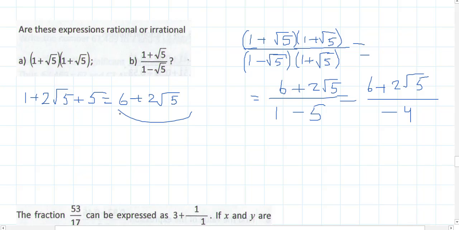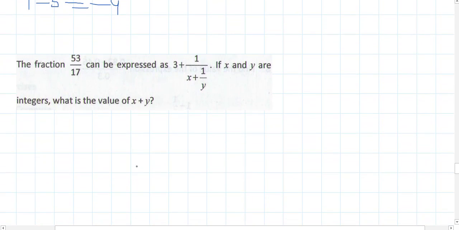But if you put here, for example, minus to the next one, we get the formula 1 minus 5, and this is minus 4. This is a rational number. Okay, let's move to the next example.